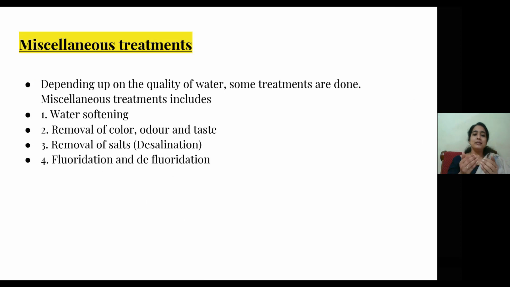This is the list of miscellaneous treatments that we usually use in a water treatment system. The first one is the water softening process. The second one is removal of color, odor and taste. The third one is removal of salt, that is desalination. The fourth one is fluoridation and defluoridation.